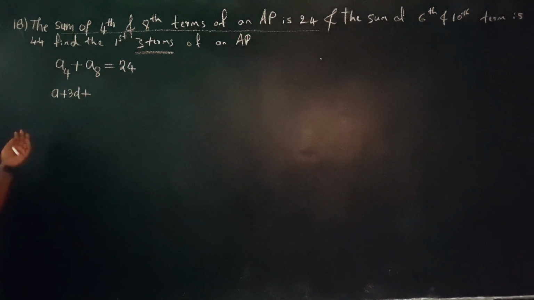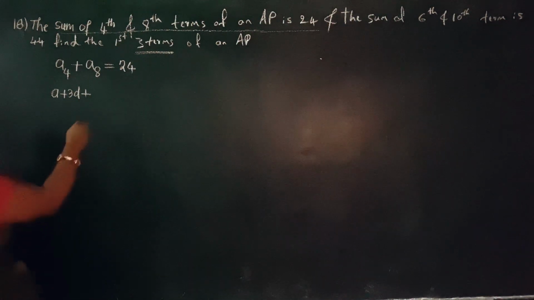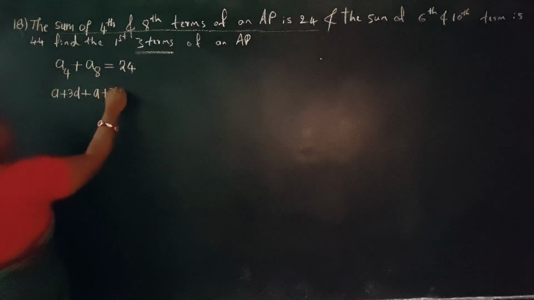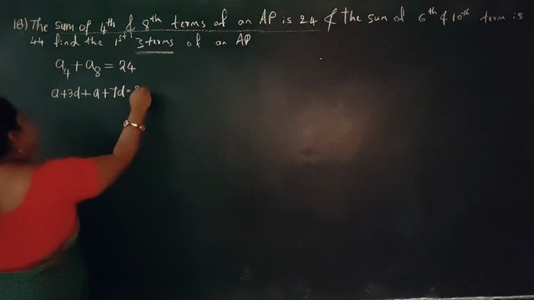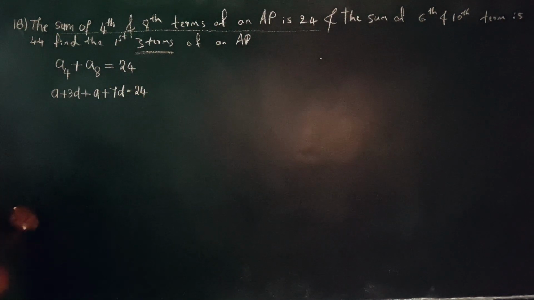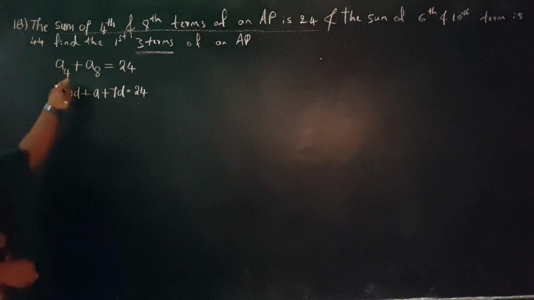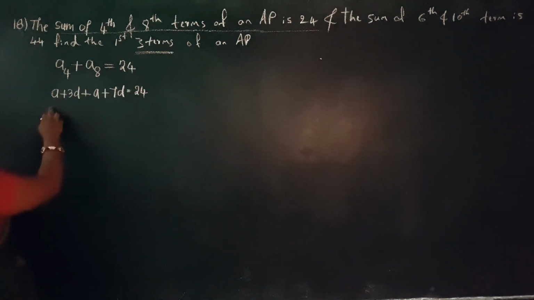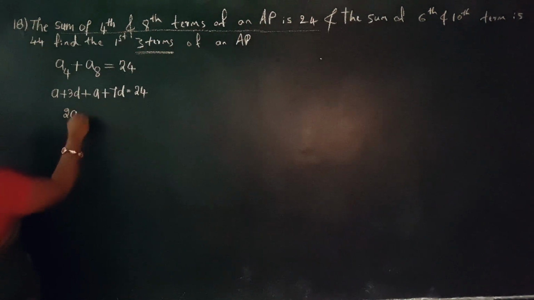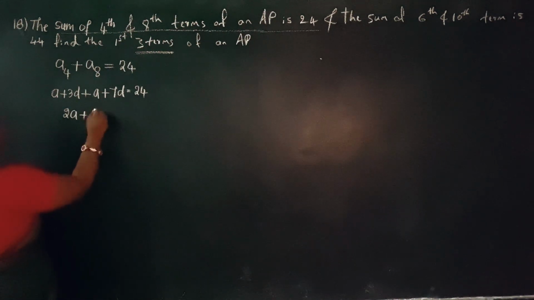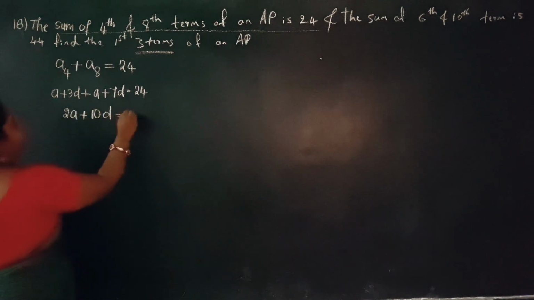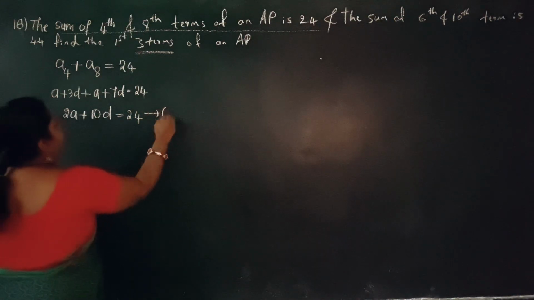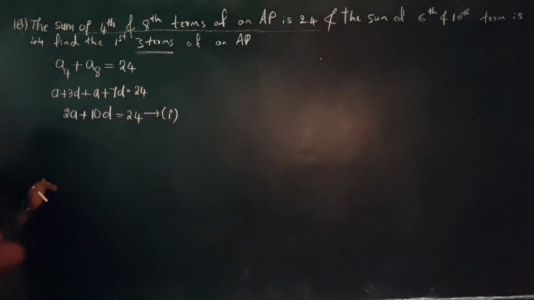Okay, and how can I write the 8th term? The 8th term can be written as A plus 7D is equal to 24. Understanding? This is the simplified equation of the given statement. Now, A plus A is how much? 2A. 3D plus 7D is how much? 10D is equal to 24. Let it be equation number 1. Understanding? So this is equation number 1.